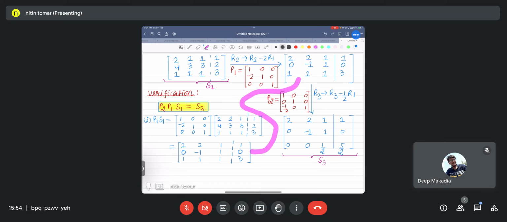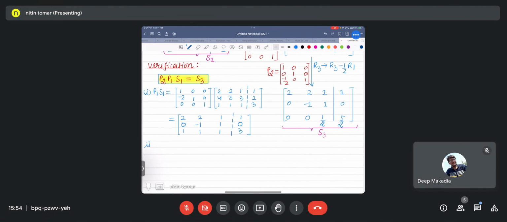These two are the same. Now again, you can verify very easily when you multiply this matrix P2, P1, S1. P2 is [1, 0, 0; 0, 1, 0; minus half, 0, 1], and P1, S1 we have computed above, so it will be [2, 0, 1, 2; minus 1, 1, 1, 1; 1, 1, 0, 3].